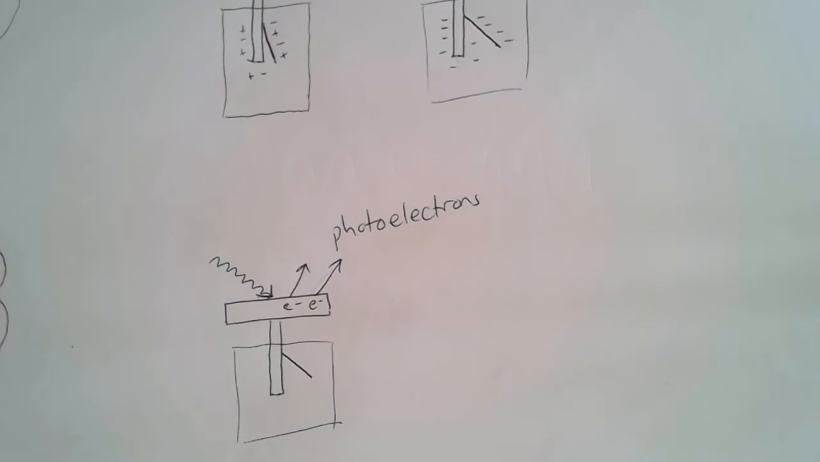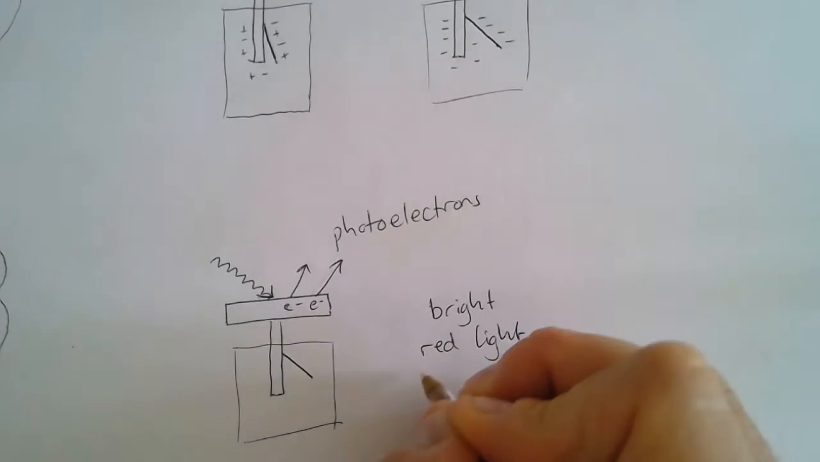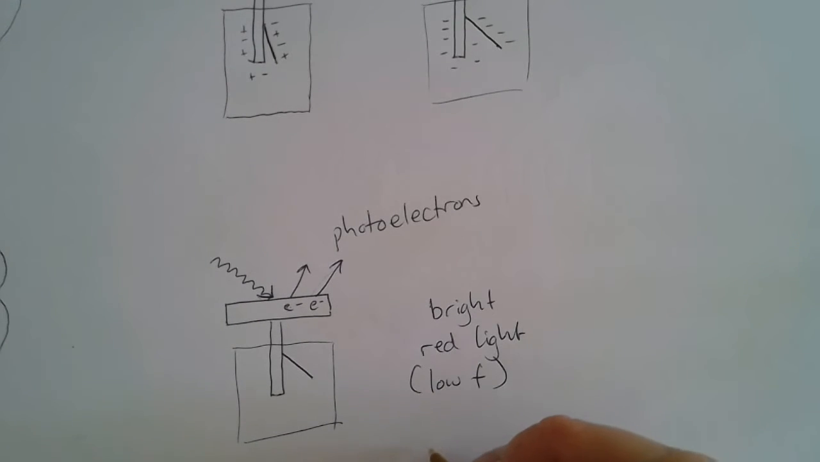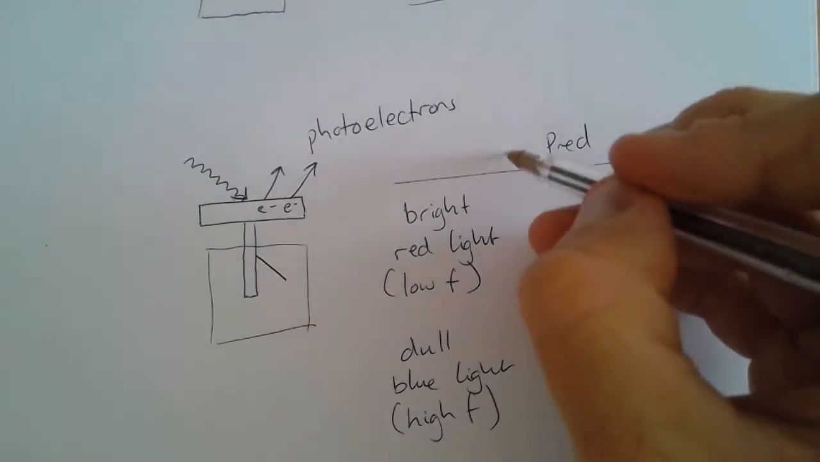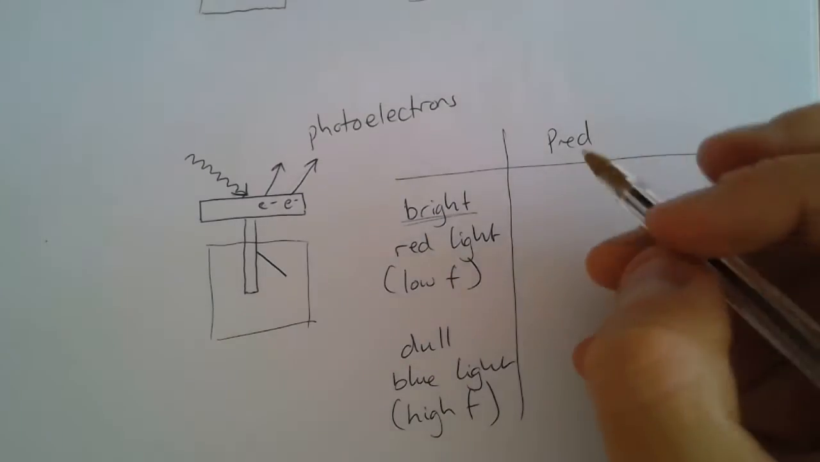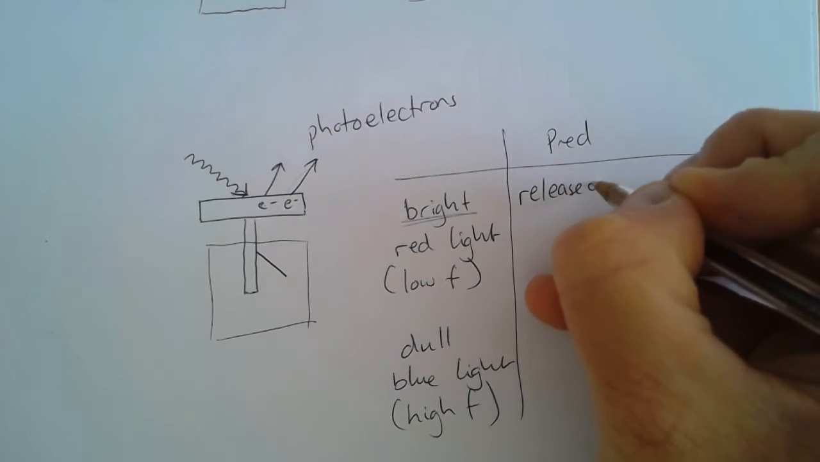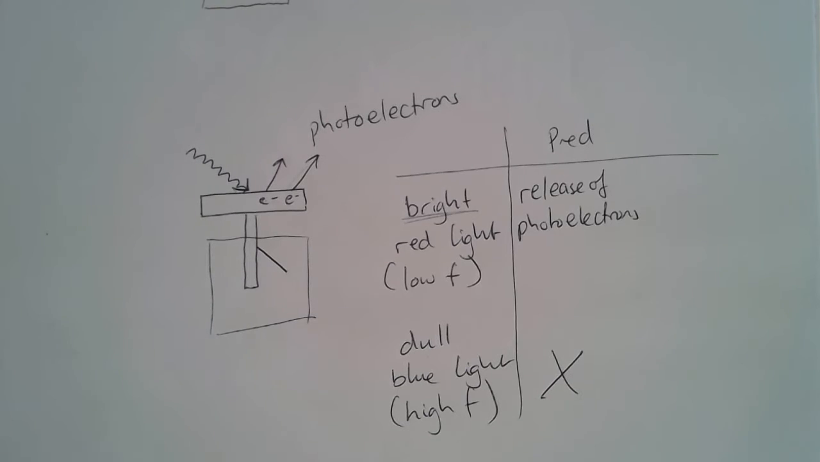Different light sources were tried, but the two that we're going to think about are very bright red light, which was known to have a low frequency, and very dull blue light, which was known obviously to have a higher frequency. The predictions from these experiments were that the bright red light, because it was very intense and had a very high amplitude, so very bright, should have caused the release of photoelectrons. The very dull blue light shouldn't have caused the release of photoelectrons. We shouldn't have seen anything happen. The reason, by the prediction, is that the very dull blue light doesn't have much energy because it's got a low amplitude.